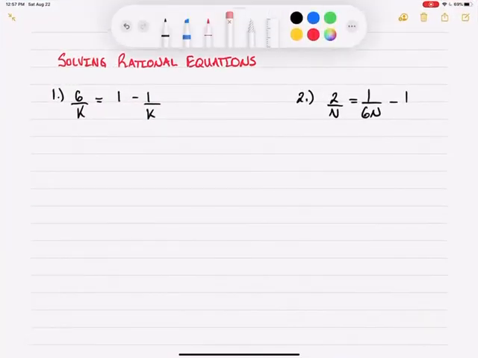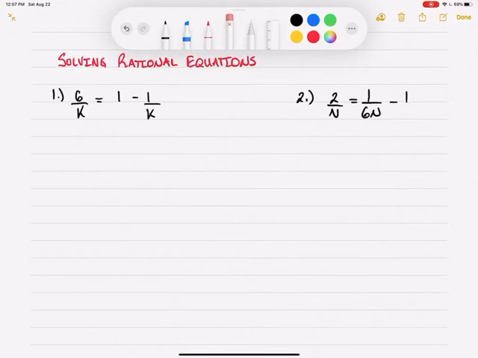Alright guys, we're going to take another look at solving rational equations. We talked previously about solving rational equations and needing to find the lowest common denominator, or LCD. Remember, rational equations are equations that are made up of fractions. So I have fractions here. This tells me this is a rational equation. If you look, you have 6 over k equals 1 minus 1 over k.